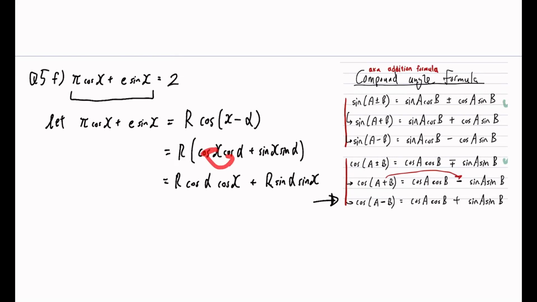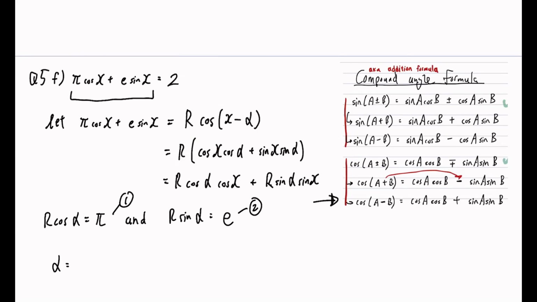It was on the left, but you just swap it around, so the cosine became on the right. And then? R cosine alpha equals pi, and R sine alpha equals e. I'll call this 1 and 2. Alpha equals tangent inverse of e divided by pi. Then R equals the square root of pi squared plus e squared. Yes, correct. Good.